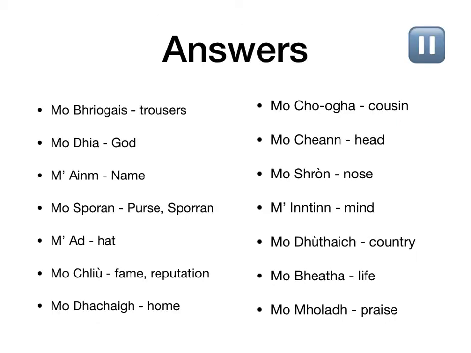So, failte arais, here's the answers. Movrikish, moia, menem, mosporan, mat, mochriu, mogachi, mochoa, mochiaun, mohron, mainchen, mogui, movea, movolog.